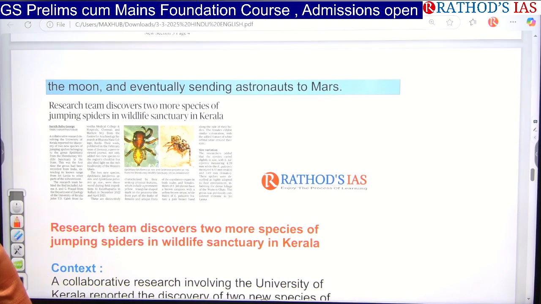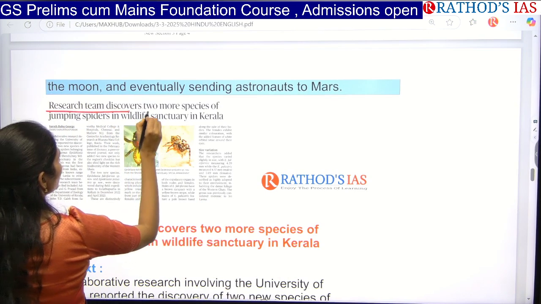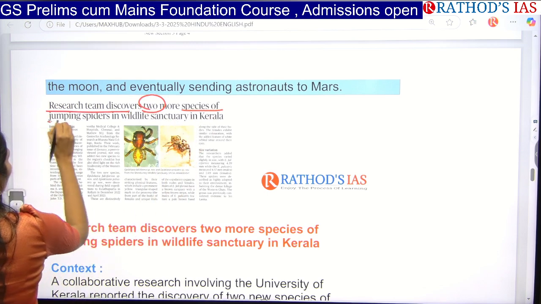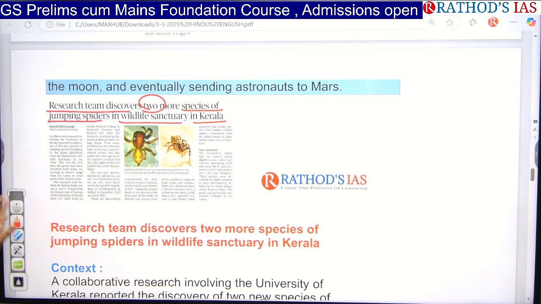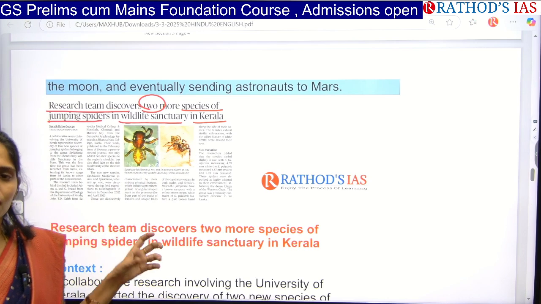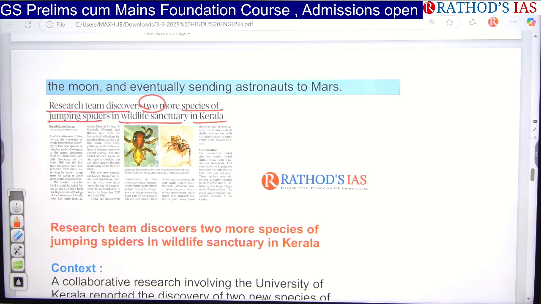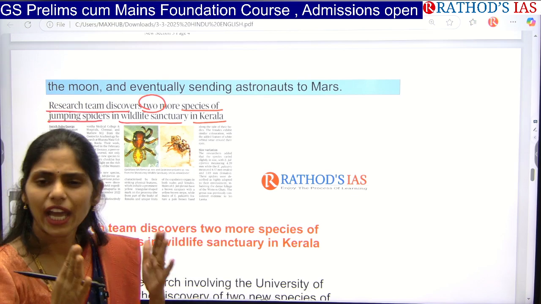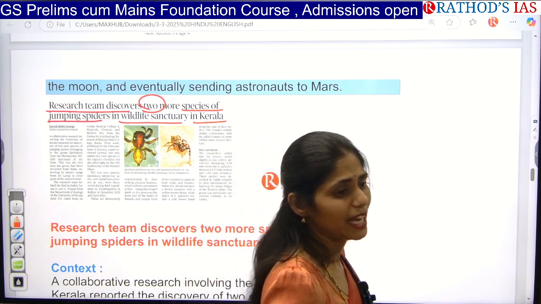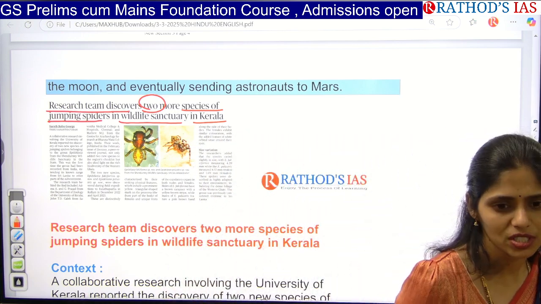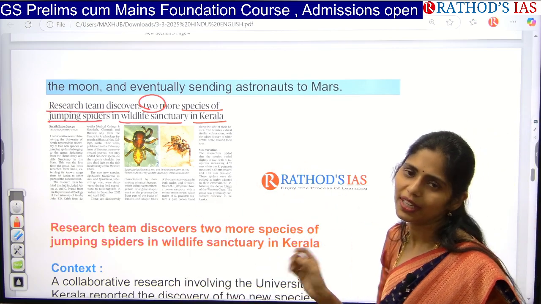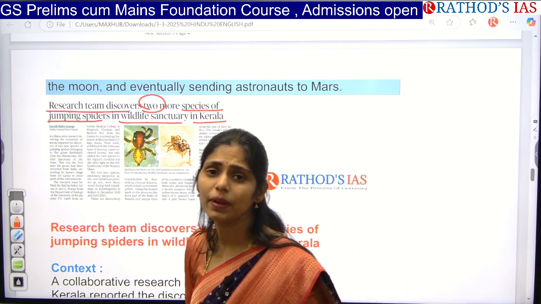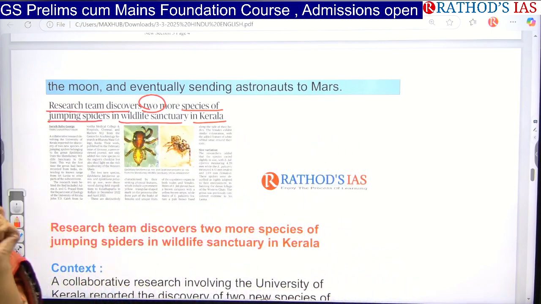The title says, research team discovers 2 more species of jumping spiders in wildlife sanctuary in Kerala. So what are the things that you have to see from this article? Whenever any animal species or plant species or anything, a microorganism also, is in the news, you have to note it down and refer to that. So you may get a question every year in your prelims 2025. Keep that in your mind.